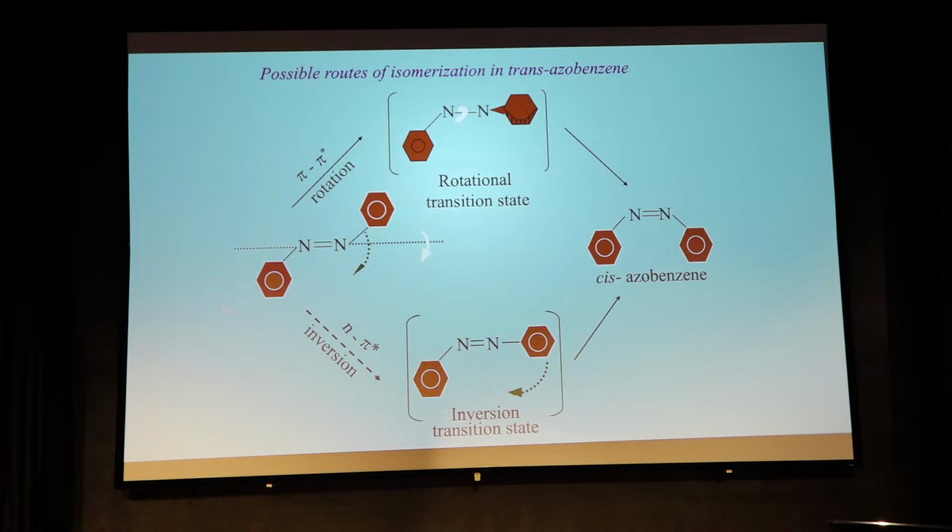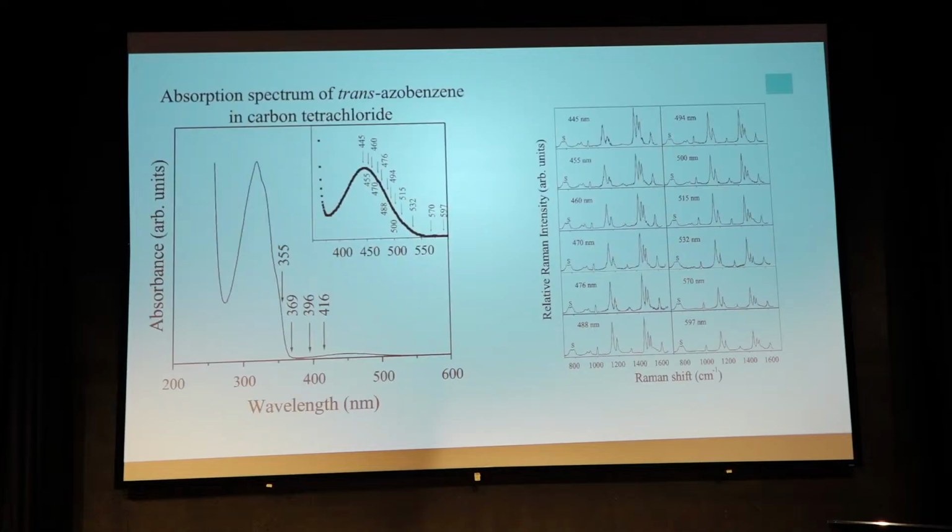The other option is in this case where you have a lone pair of electrons, therefore it can do an inversion, which is if you excite the n electron into a pi star orbital, then it can switch, which means the double bond size will not change. So these are the two options, but people were not sure how it happens. So then we decided, why don't we look at that? And that's what we did.